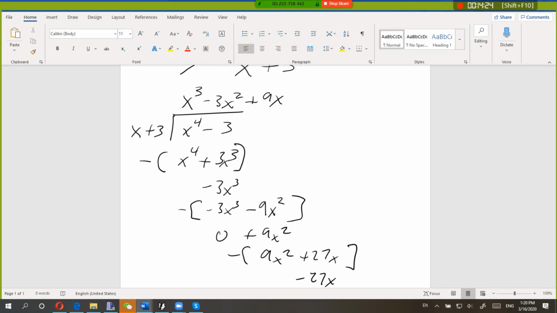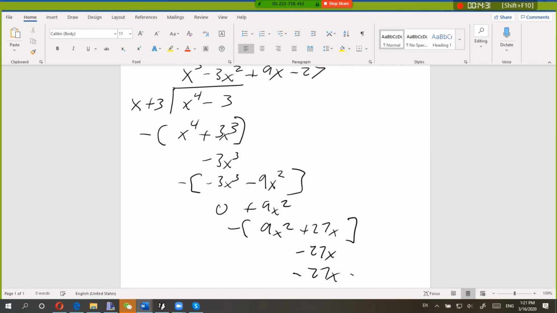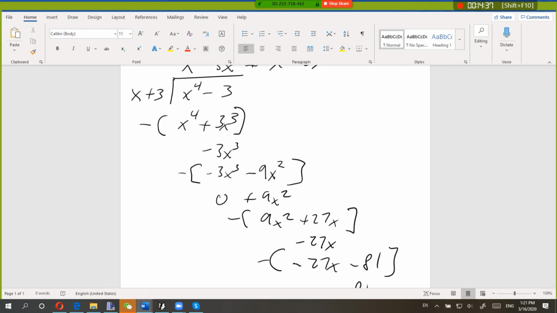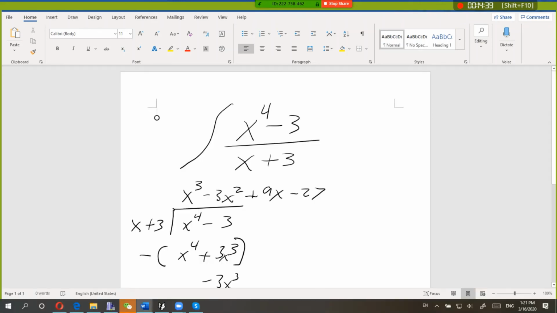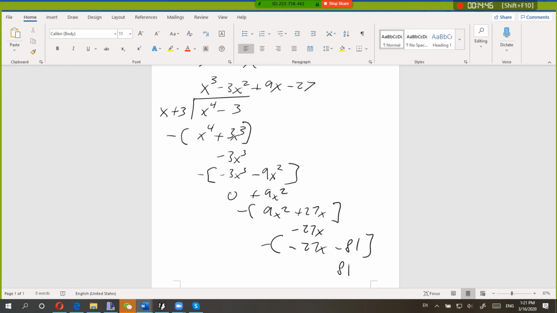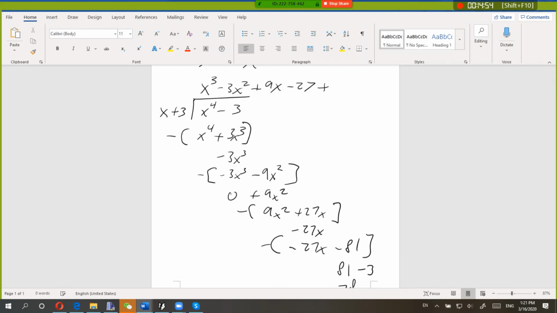To get a negative 27x, I'd have to multiply x by a negative 27. That'll give me negative 27x, and then when I multiply negative 27 times 3, I would get negative 81. If I subtract that from what I had originally, that gives me a positive 81, but I do have a negative 3 here. So that's 81 minus 3 is a 78 for my remainder. Plus 78 over x plus 3.